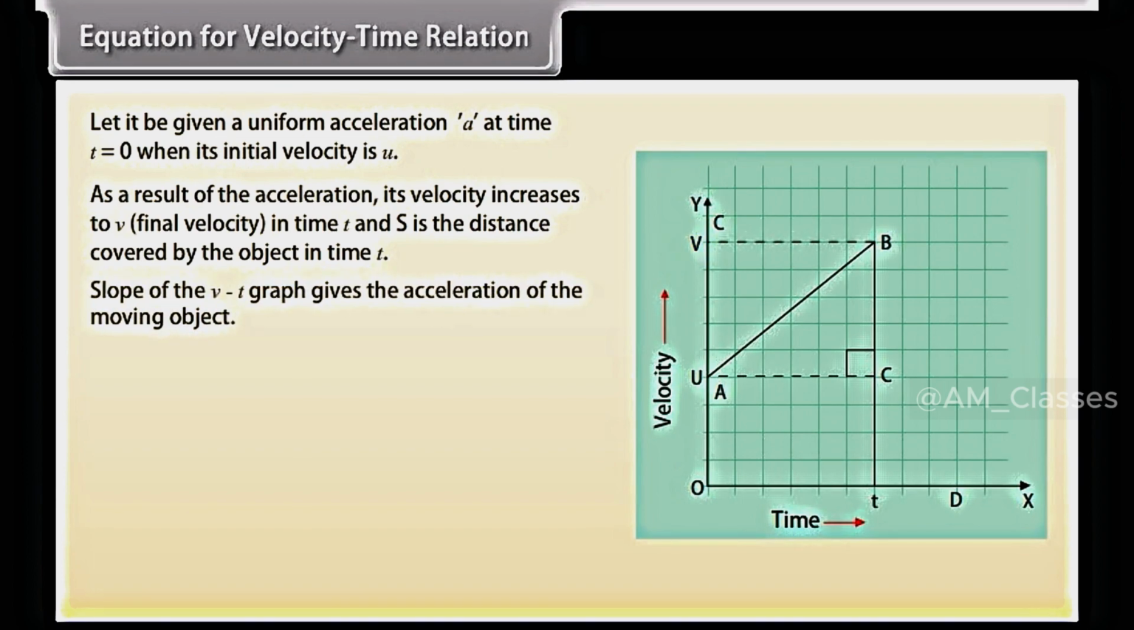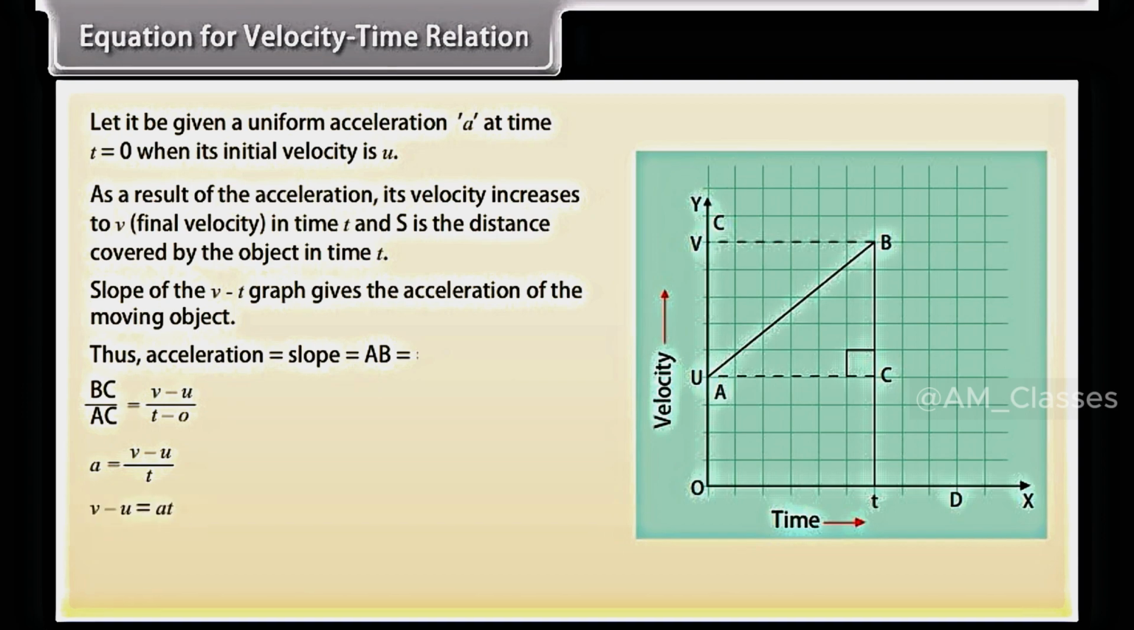The figure shows the velocity-time graph of the motion of the object. The slope of the v-t graph gives the acceleration of the moving object. Thus, acceleration is equal to slope, which equals AB upon... BC upon AC, which is equal to (v minus u) upon (t minus 0), where a is equal to (v minus u) upon t. This gives v minus u equal to at. V equals u plus at, which is the first equation of motion.